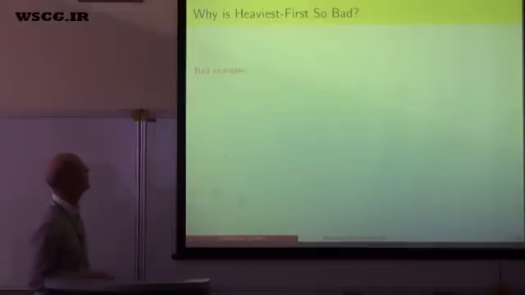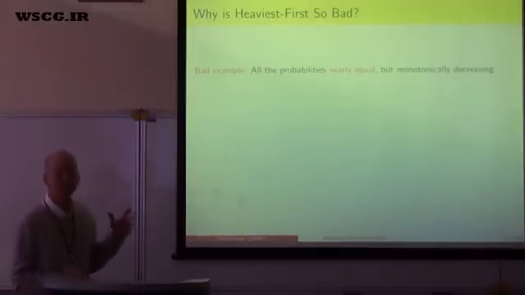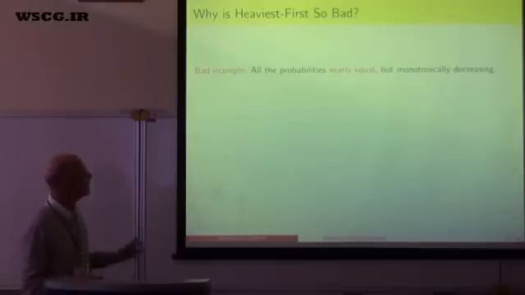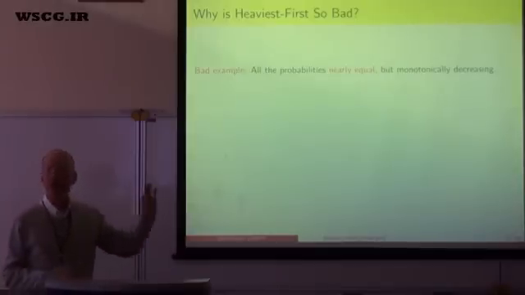And so let me actually go and look at this example here. So the example would be this. Suppose all the probabilities are nearly equal to one another, but I'm going to make them monotonically decreasing.